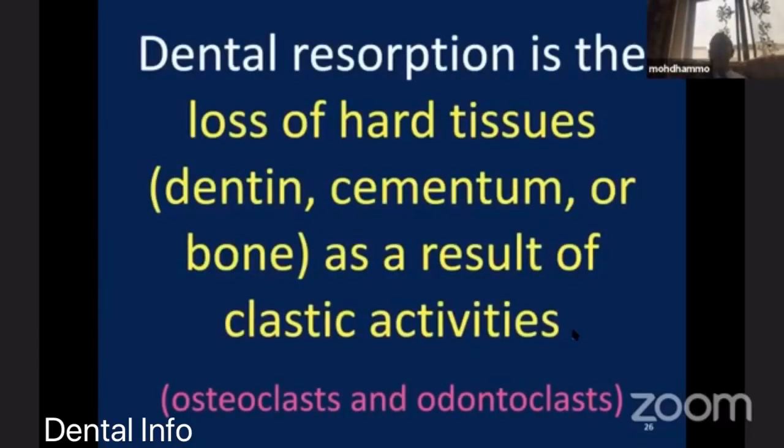And when we talk about resorption, which is our topic today, we have to define resorption. It is the loss of hard tissues, dentin, cementum, or bone as a result of clastic activity. And when we talk about clastic, we mean the cells osteoclast and odontoclast.